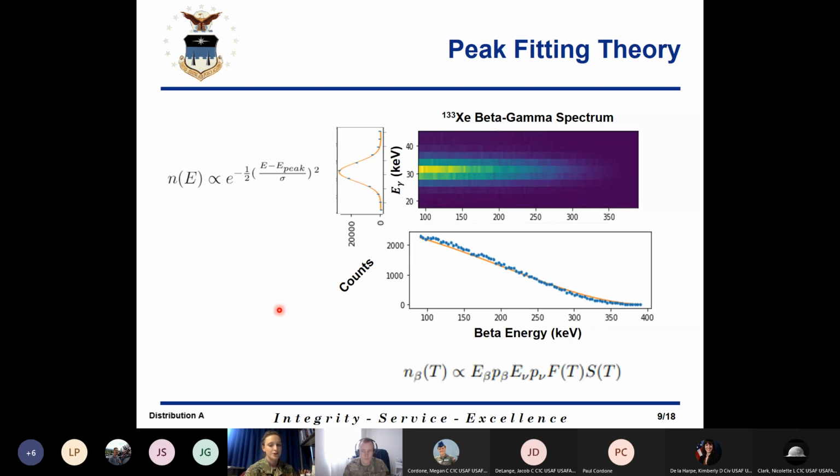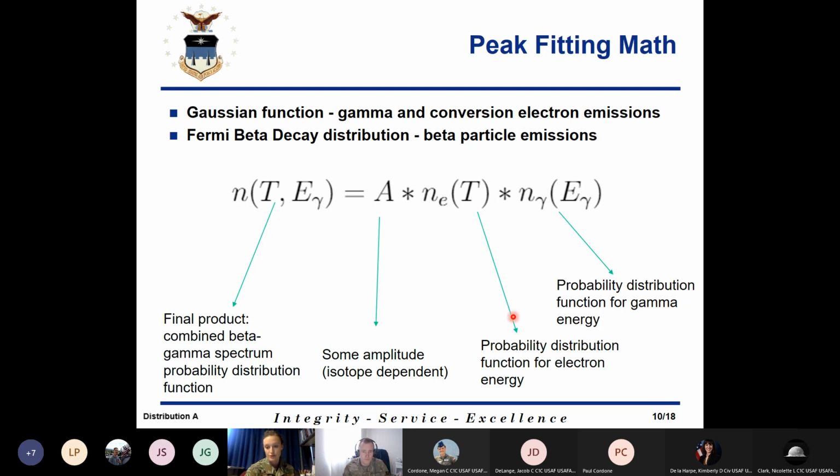So this is a picture of how this actually plays out. Over here for the gamma, you have a curve. I'll talk a little bit more about the math on the next slide, but you have this curve, which is a Gaussian. And then over here for beta, you have the Fermi decay distribution. And you can actually combine these functions, combine the probability distributions to make a picture that looks like the spectra.